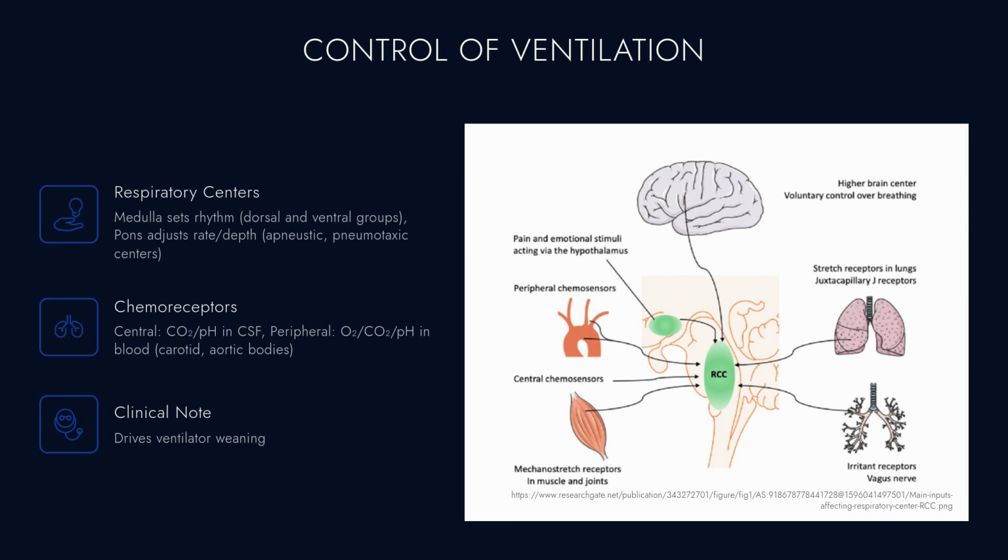Central chemoreceptors detect CSF CO2 and pH changes, while peripheral ones located in carotid and aortic bodies sense blood O2, CO2, and pH. In critical care, these controls influence respiratory drive, key for weaning patients off ventilators, as intact responses indicate readiness to breathe independently.